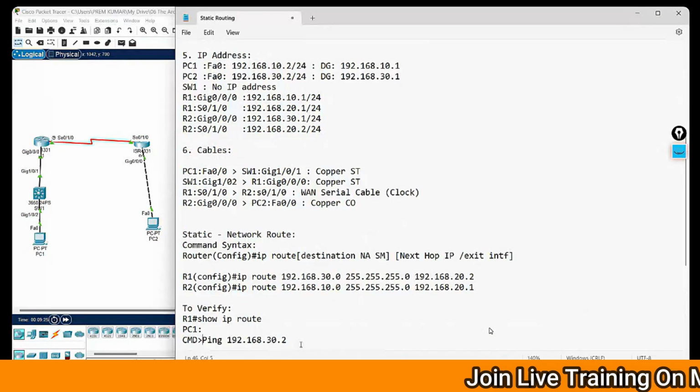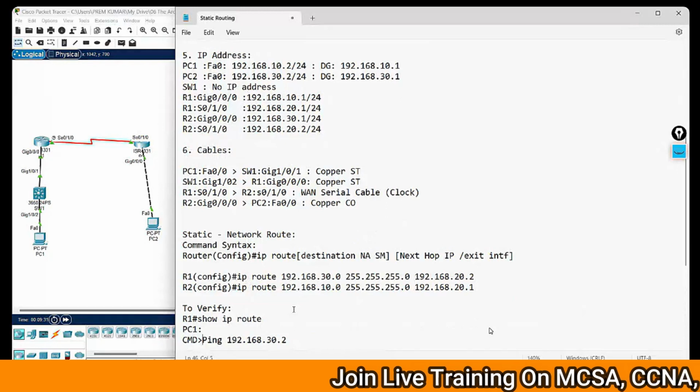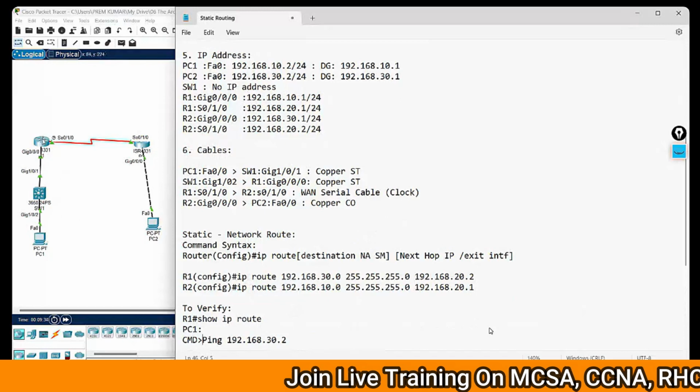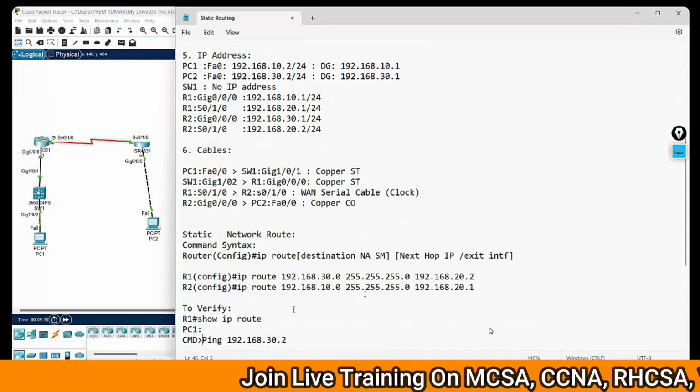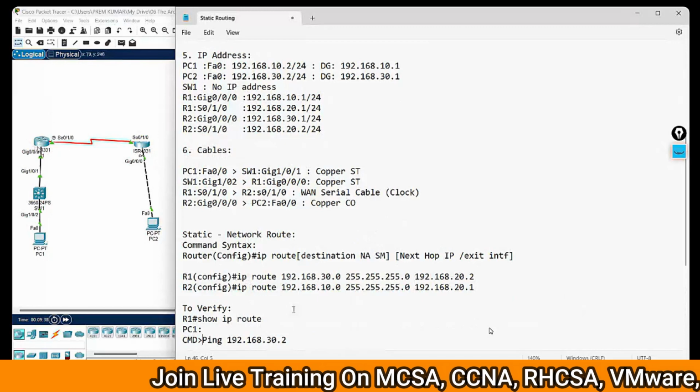If you go and check here, you can see that one more route is added, and the route starts with the source code S. If you remember, there is a source code called S. Now we configure and see this real time.